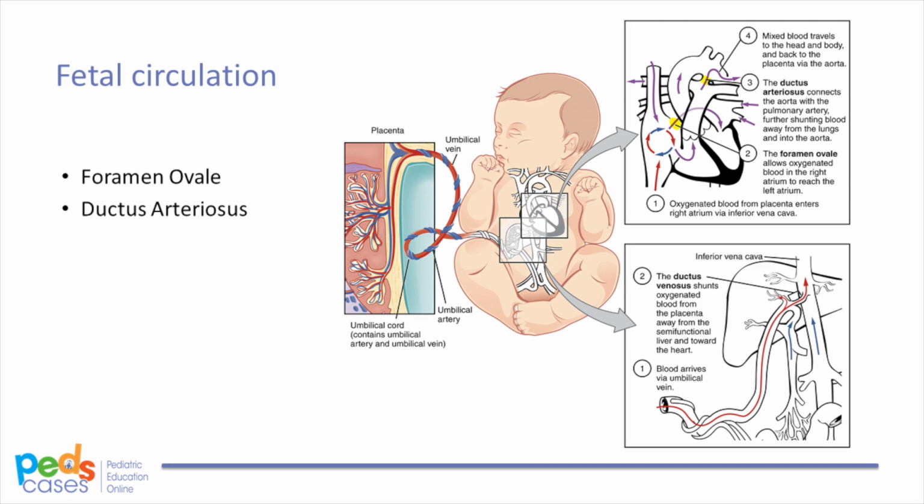This allows oxygenated blood from the placenta to bypass pulmonary circulation and go straight into systemic circulation. High pulmonary resistance and low systemic resistance in utero is what allows these shunts to function. Because of this larger afterload on the right side of the heart, the right ventricle is much thicker and stronger than the left at birth. After birth, the lungs fill with air, and the increase in PaO2 causes the pulmonary vascular resistance to drop, allowing blood to flow into the lungs.